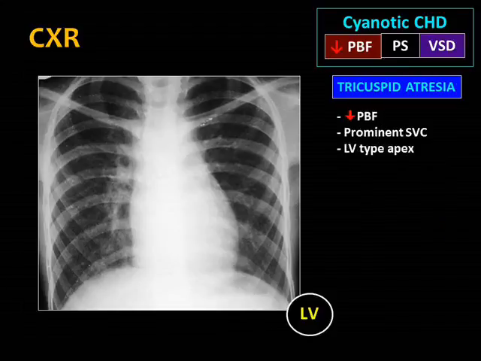Now this is a chest X-ray of a cyanotic patient with decreased pulmonary blood flow, no cardiomegaly, absent main pulmonary artery. But note the prominent SVC, and more important, note the LV apex, which is suggestive of tricuspid atresia as the underlying diagnosis.